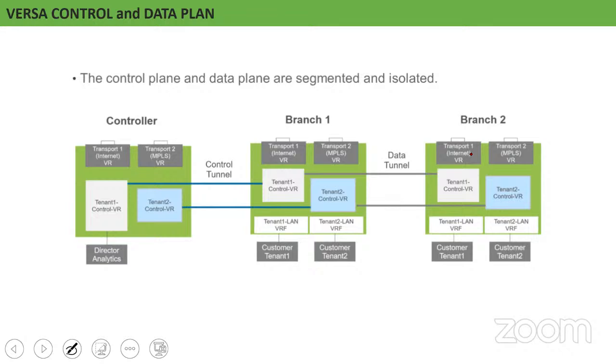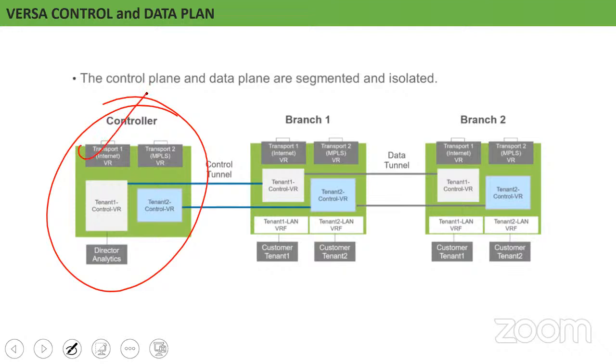So this is our control part. This is my controller, and I have two transports. One transport is the internet transport, and the second transport you may configure as an MPLS transport, which may be connected to the service provider. Similarly, your branches may also be connected with two different transports, maybe one with the internet and one with the MPLS.